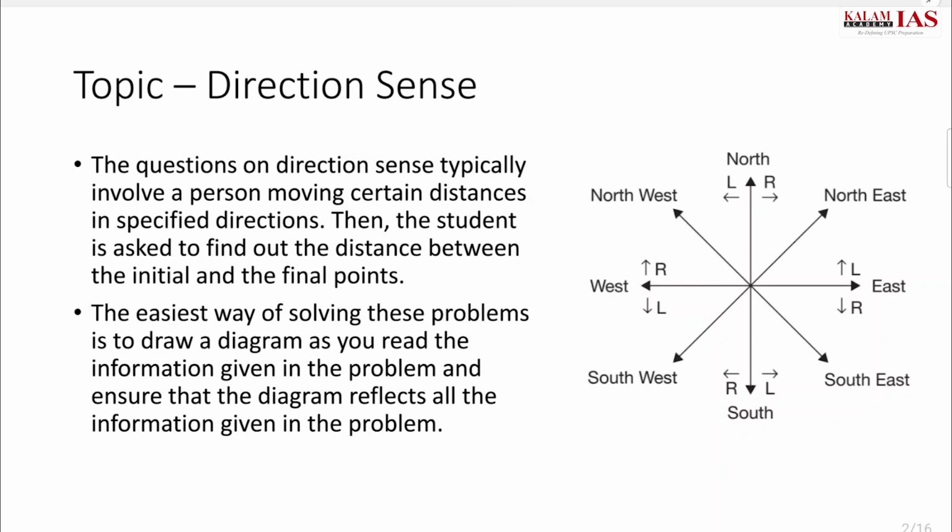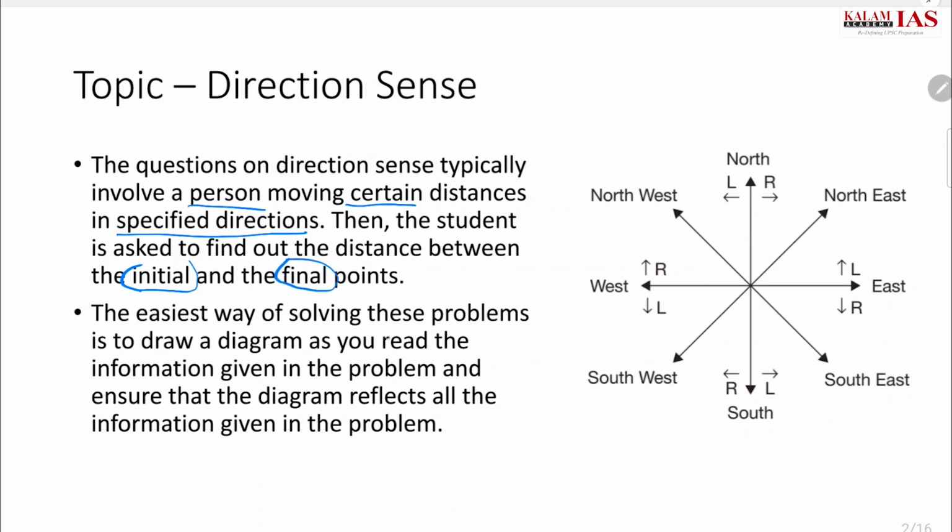Direction sense generally means the direction in which a person, vehicle or object is moving, and that helps in identifying the distance between the initial point and the final point. The question involves a person moving certain distances in specific directions. Then the student is asked to find the distance between the initial and the final points.